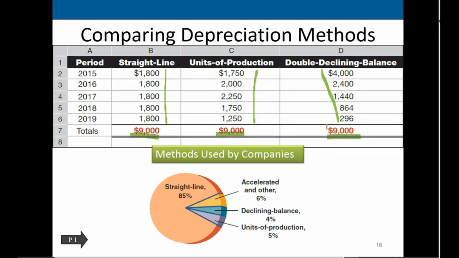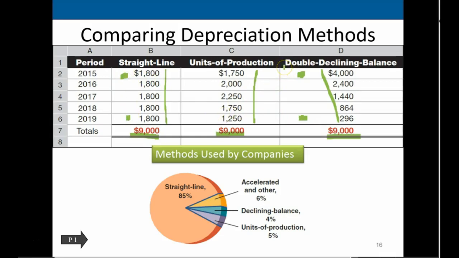So if we took a look at the 5 years as a whole, then there would be no difference between the 3 methods. But from year to year, there could be a very substantial difference, especially between these 2 here. And what that means in this case is that net income is going to be lower in year 1 and higher in year 5, where in this case it's going to be even throughout.